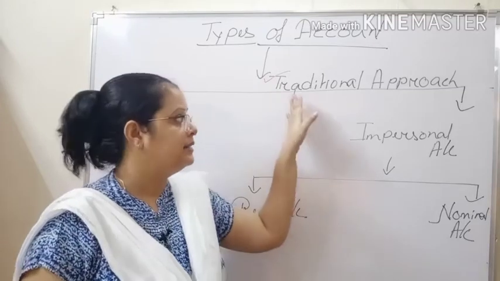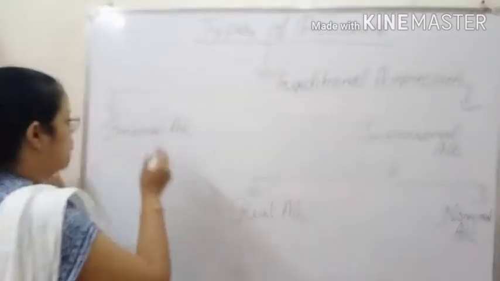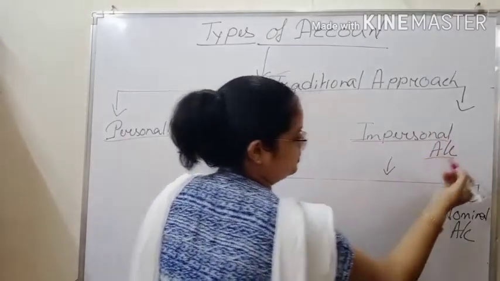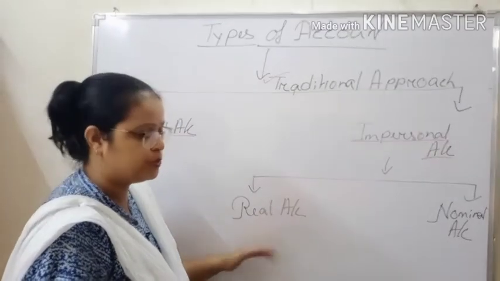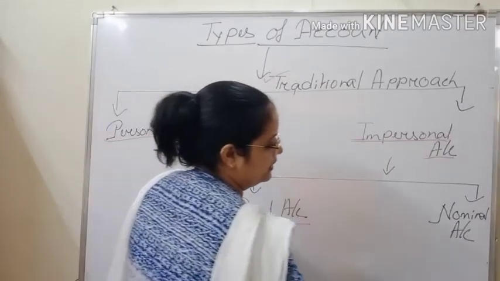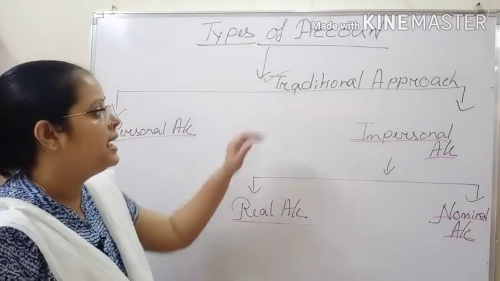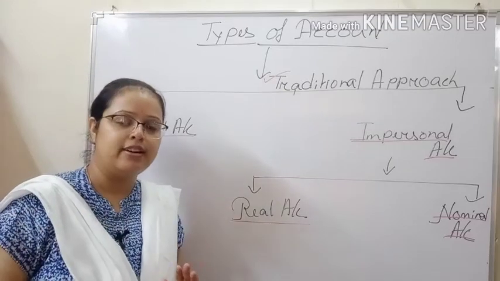Clear? Under the traditional approach, the accounts are classified into two types. One is personal account, another one is impersonal account. Clear? Again, this impersonal account is divided into two parts. One is real account, another one is nominal account. Clear? Buzi pala? Accounts can be classified by traditional approach and modern approach.